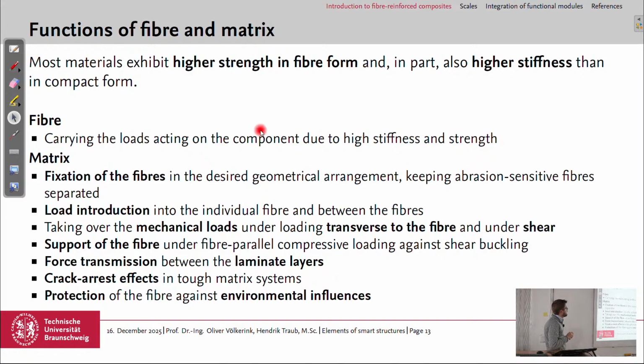What are then the functions of fiber and matrix? Most materials exhibit higher strength in fiber form, and in part also higher stiffness, than in compact form. So even if you would produce metal fibers, they would have higher strength than the bulk material. The main function of the fiber is carrying the loads, delivering the high stiffness and strength for the material. And the matrix fixates the fibers in the desired arrangement. It keeps the fibers separated so they don't rub against each other.